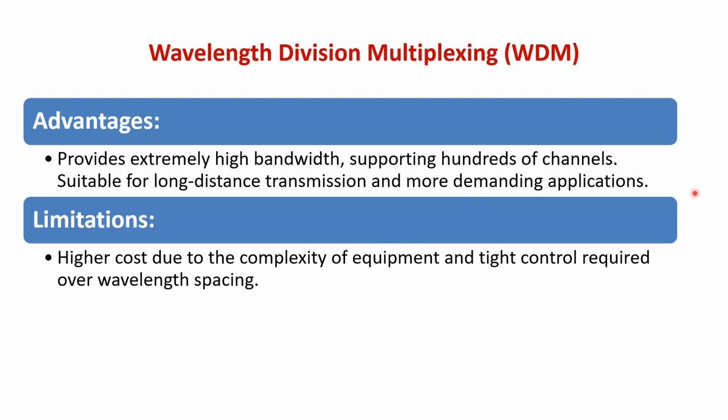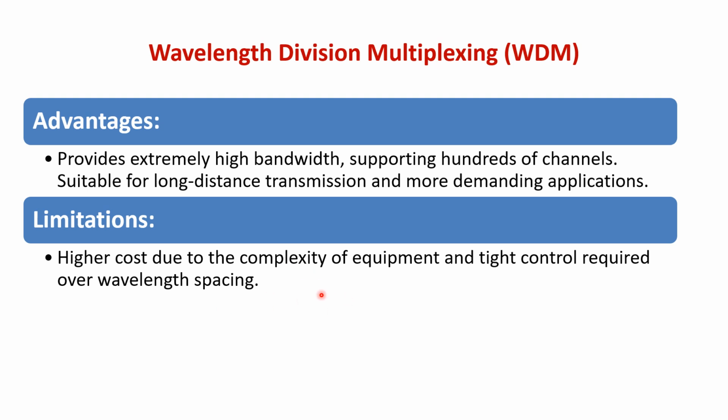DWDM systems are capable of transmitting data over much longer distances, up to thousands of kilometers without signal degradation, thanks to signal amplifiers like EDFAs that boost signal strength over long distances. DWDM networks can be easily upgraded to accommodate growing data demands by adding more wavelengths without the need for additional physical fiber.